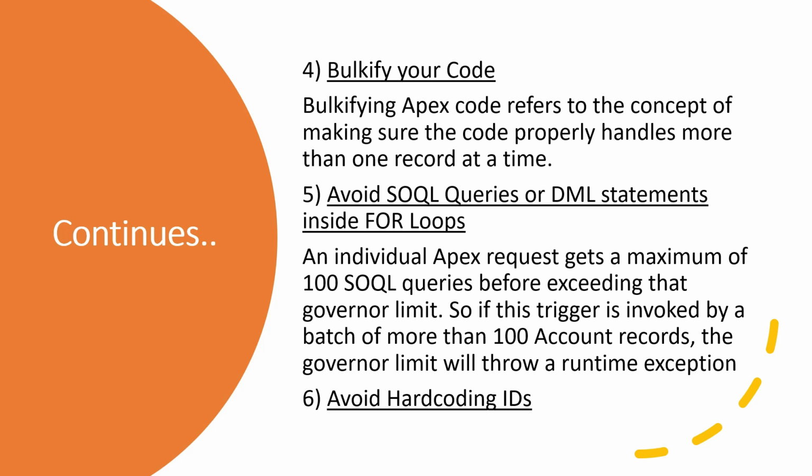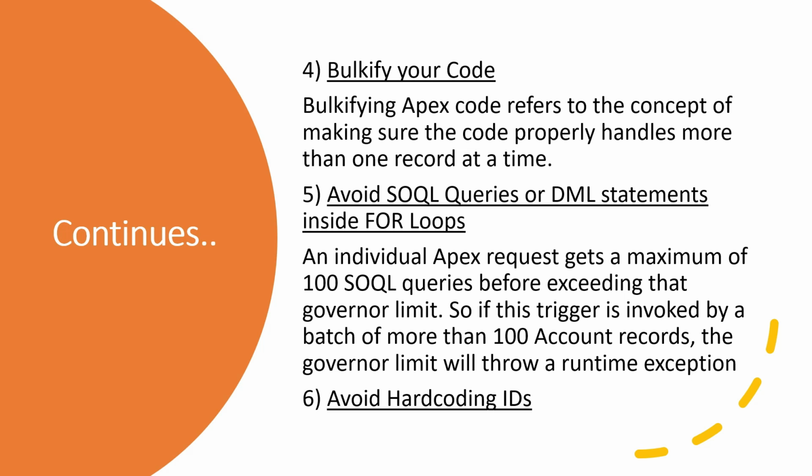Number five, avoid SOQL queries or DML statements inside a for loop. So Apex has enforced governor limits. So a maximum of 100 SOQL queries are allowed. If it is going beyond 100 SOQL queries, then you will land up in a runtime exception. Trigger invokes more than 100 account records.